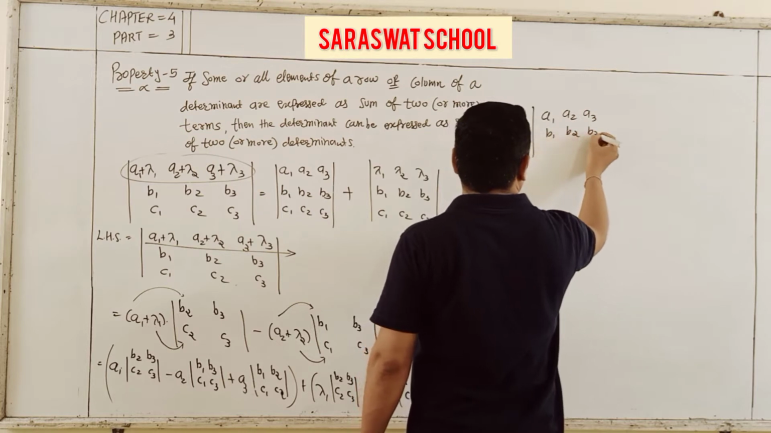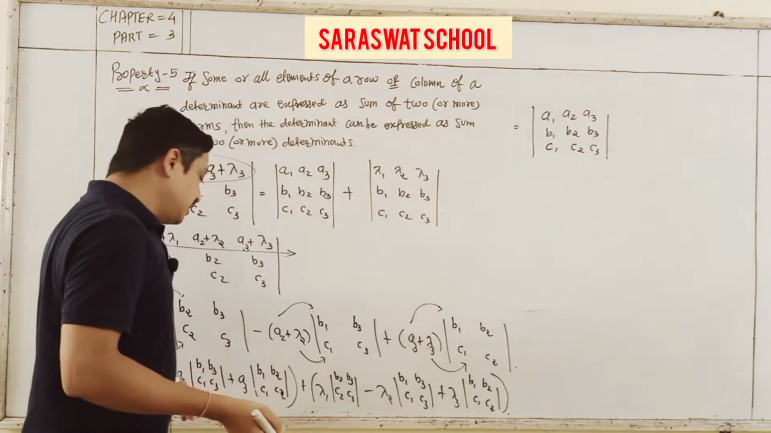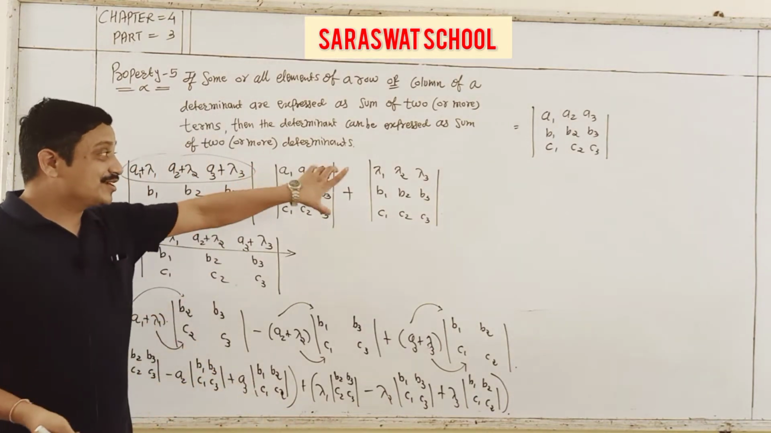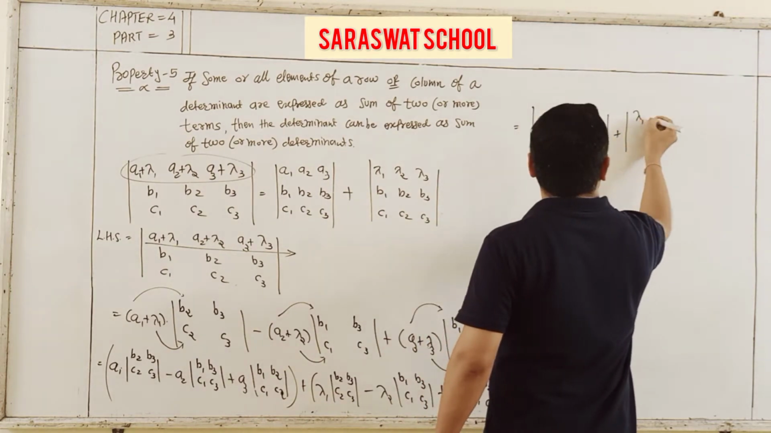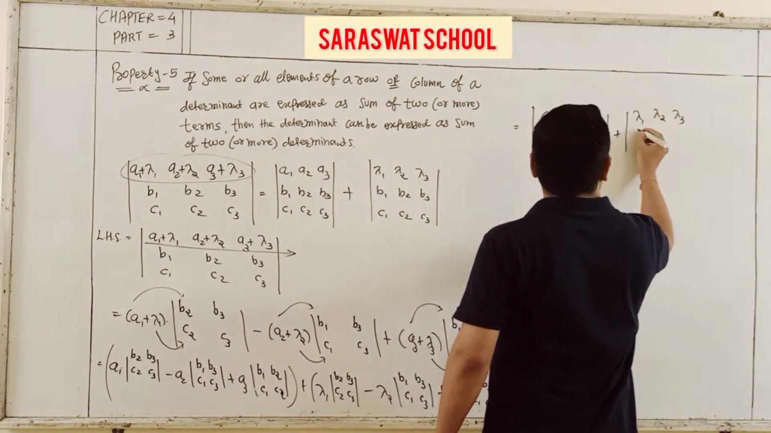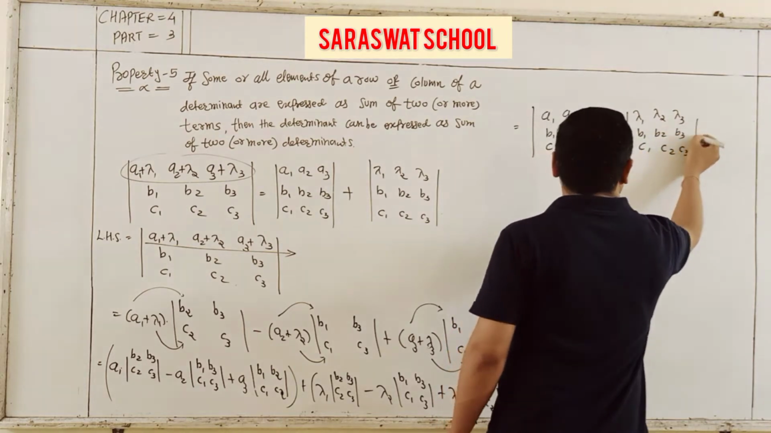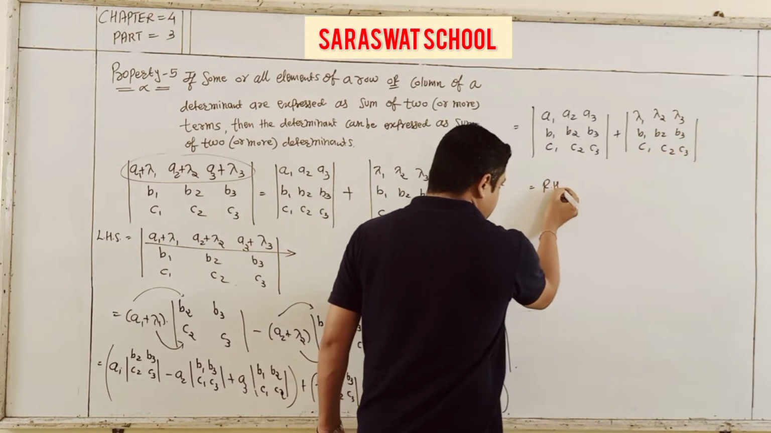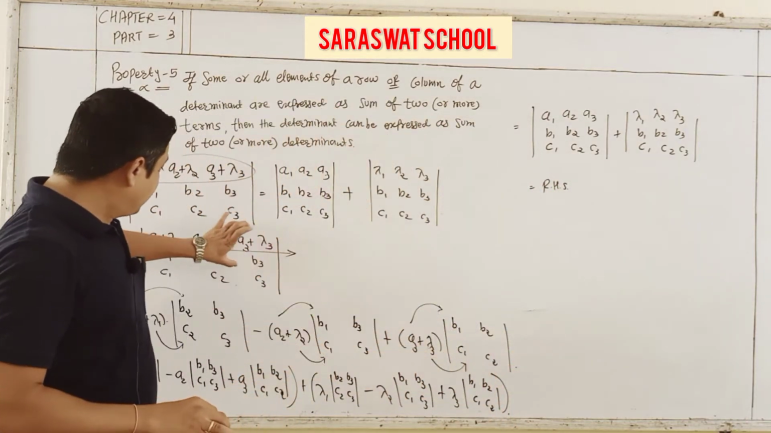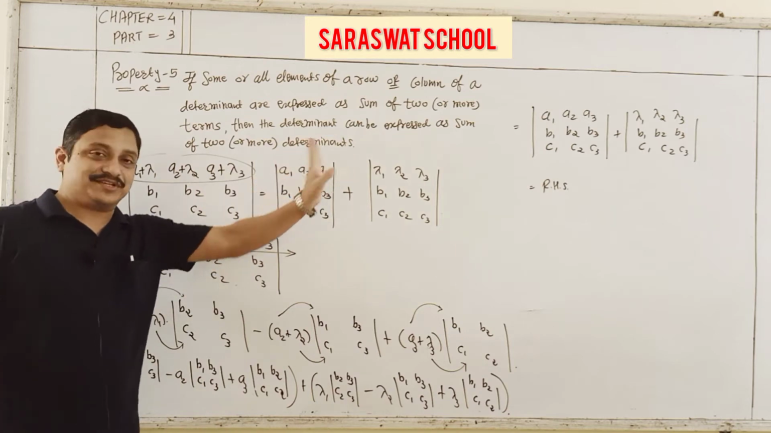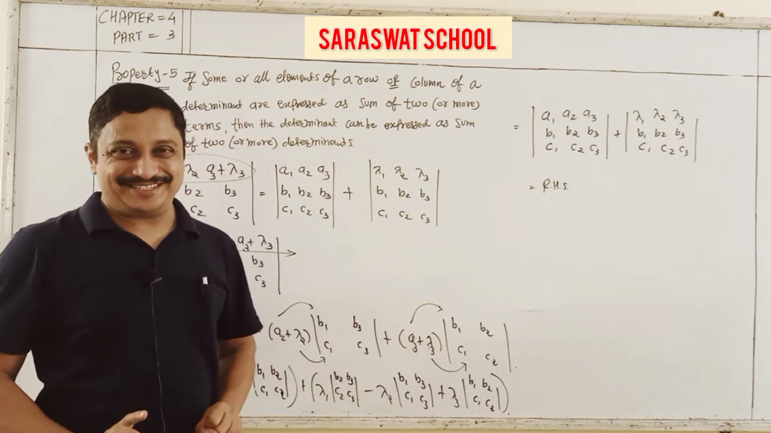This is the expression of the first determinant. Similarly, the second is lambda 1, lambda 2, lambda 3, and the other rows the same, b1, b2, b3 and c1, c2, c3. That is your RHS. In short, students, if any row is given in addition form, you can make the separation. Either a column also you can separate.